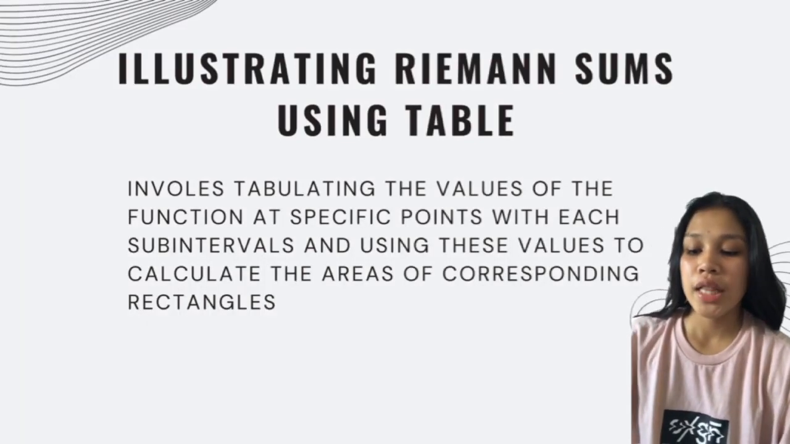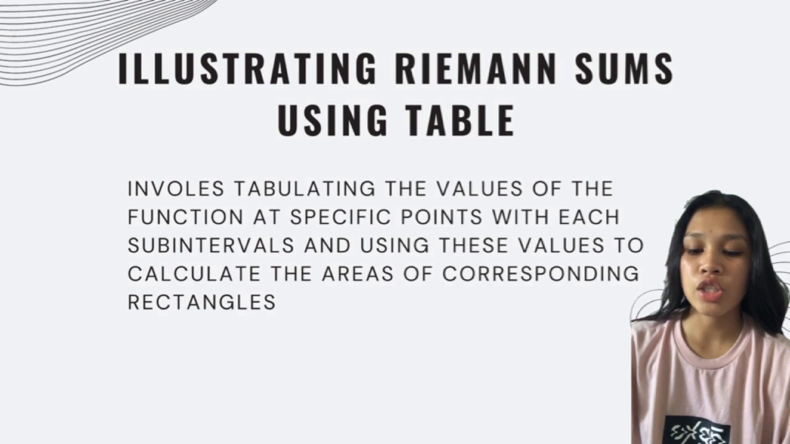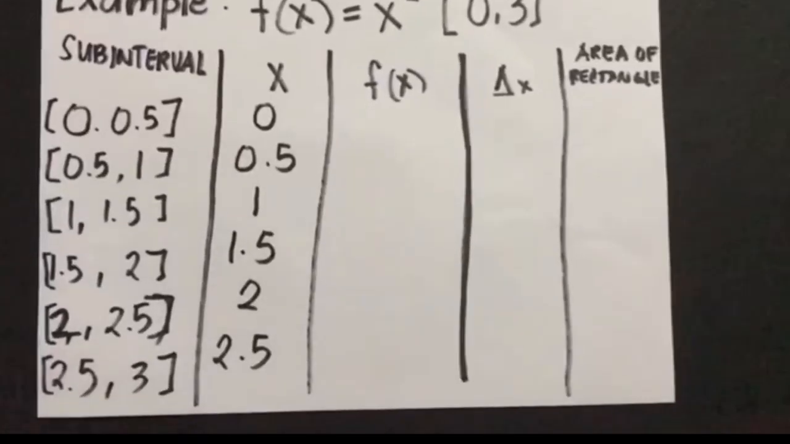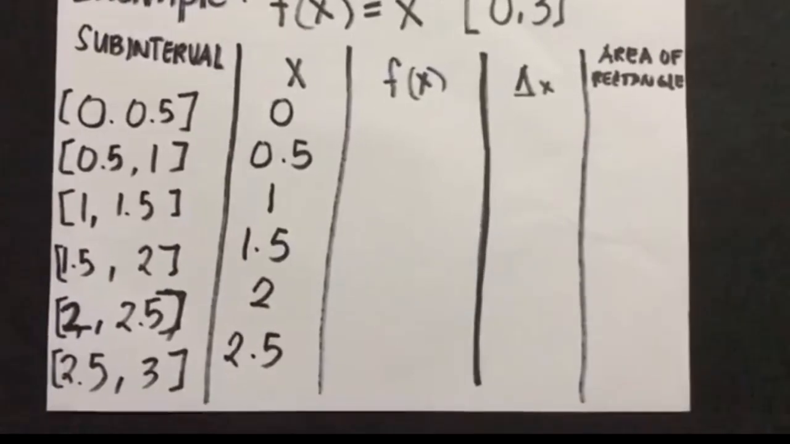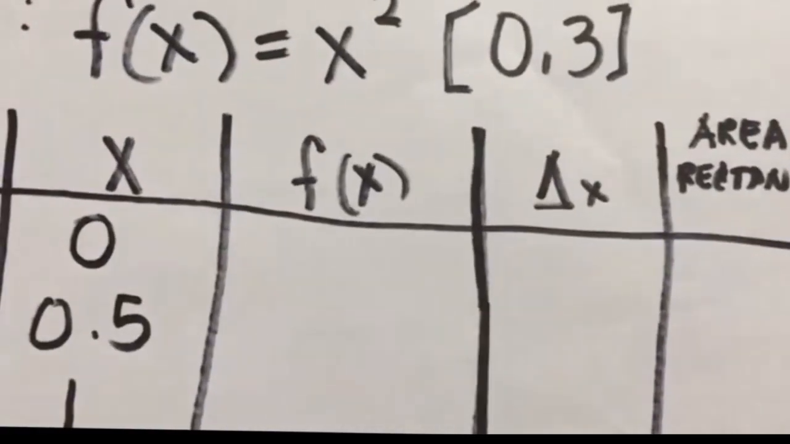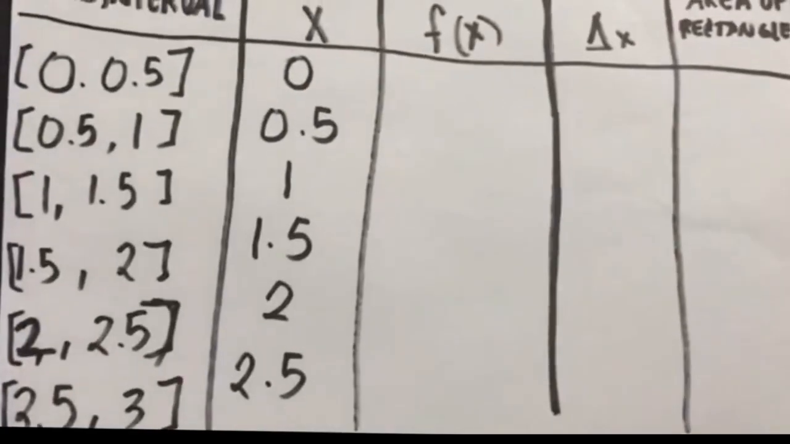So, illustrating Riemann sum using tables. It involves tabulating the value of the function at specific points within each subinterval and using these values to calculate the area of the corresponding rectangles. So here is an example of Riemann sum using tables: f(x) equals x squared with the interval of 0 to 3 using 6 subintervals.